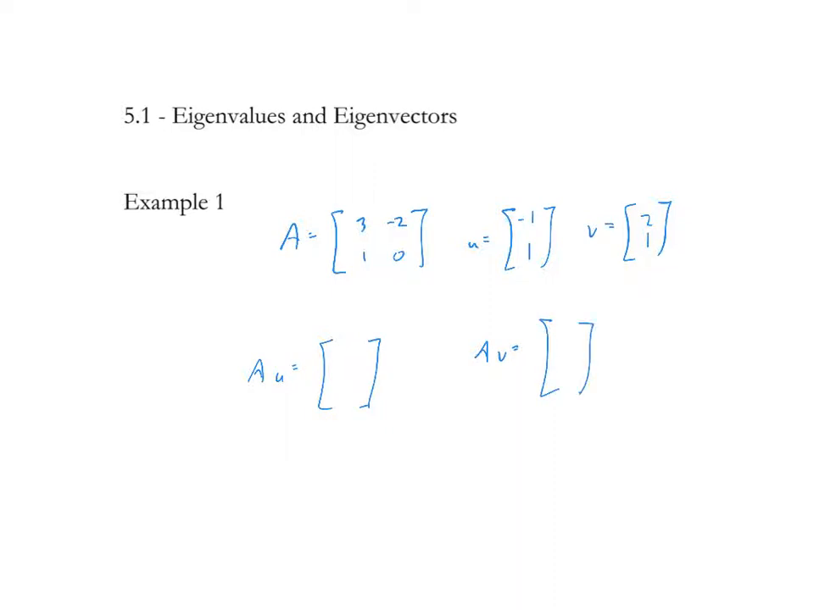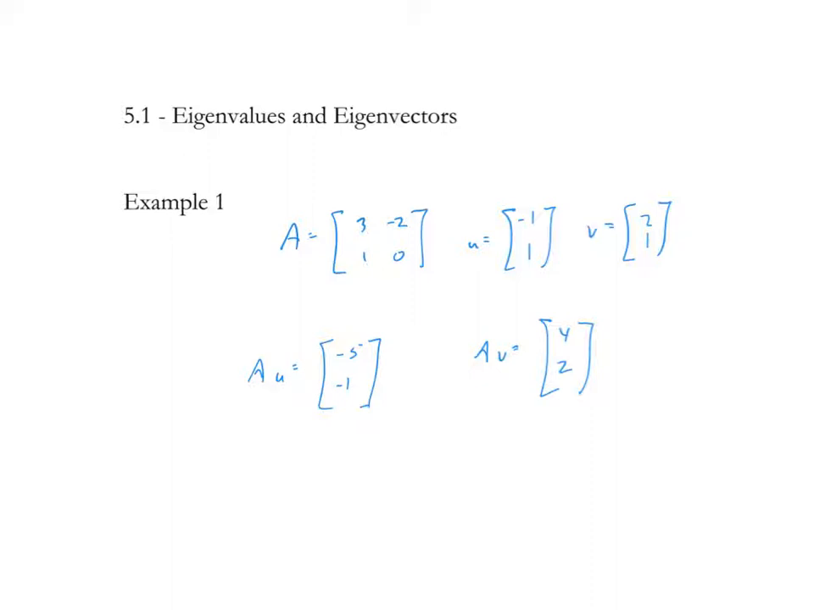If I take A times U, I'm multiplying row by column: 3 times -1 is -3, and then -2 is -5, and then row 2 by that column, 1 times -1 is -1, 0 times 1 adds nothing to it. All right, so there's that one. And then A times V: 3 times 2 is 6, -2 is 4, 1 times 2 is 2, plus nothing is 2. There we go. All right, so that is our product there.